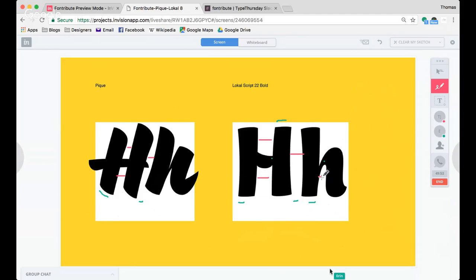What's interesting is that the counter is definitely smaller in Pique. Local Script is larger. So basically, as the counters get increased, you would expect the side-bearing relationships to increase as well. But I think that's definitely going to affect the overall texture of the type as we move forward. One of the first things I definitely noticed was this rotation business, right?